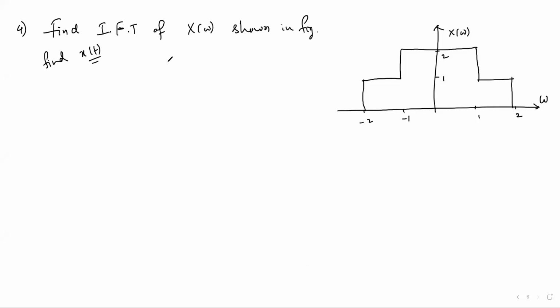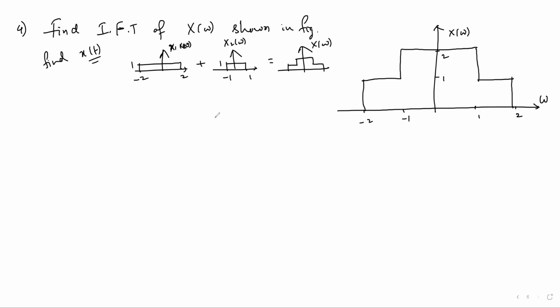First, let us consider the signal like this. If you observe the signal, from -2 to +2, 1, plus from -1 to +1, 1. If you take this, you will get this signal. So this is x1 of omega, and this is x2 of omega. To combine these two signals, you will get x of omega. So what is the given signal x of omega? The sum of two rectangular signals.